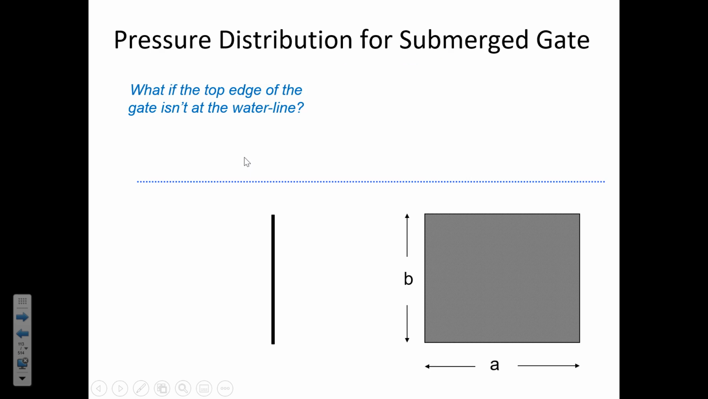But more often these gates would be fully submerged. So now think about a gate that has a width of A and a height of B, and the gate is beneath the water line. This dashed blue line here just represents the surface of the water. So it's beneath the water.